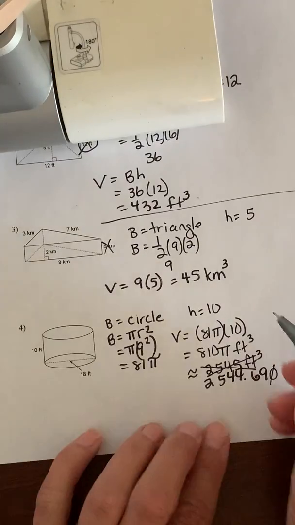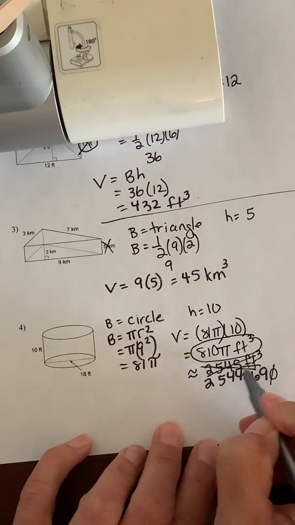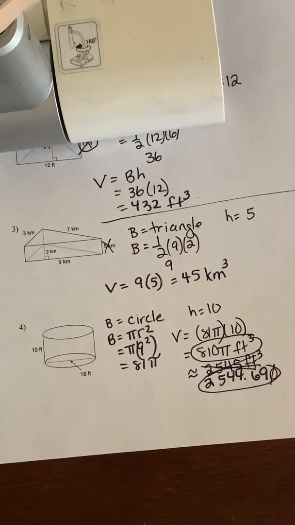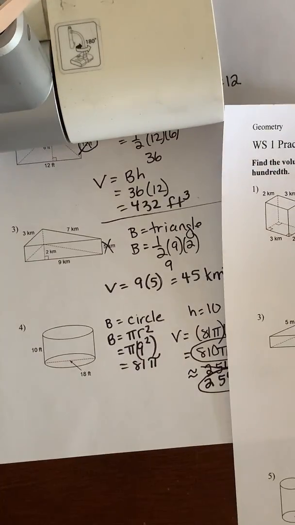All right, good luck, guys. On the worksheet, give me both answers. Give me the exact answer in terms of pi, and give me the answer as a decimal. Good luck. Your job is to do the worksheet practice 1 and check your answers. Good luck.